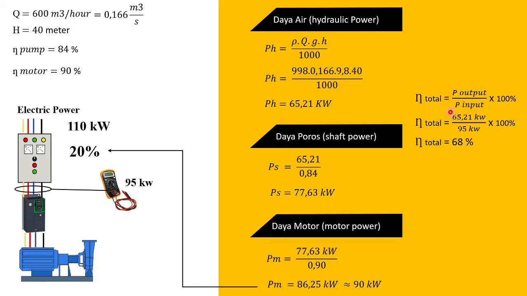Theoretically, the power input should be 90 kilowatt, but in practice, we should measure the power input right at the incoming side of the electricity power. For example, when I measure the electric parameters such as voltage, current, and power factor, I will get the power value. Let me say the value is 95 kilowatt. The total efficiency becomes 65.21 kilowatt divided by 95 kilowatt times 100%, and the efficiency value is 68%.